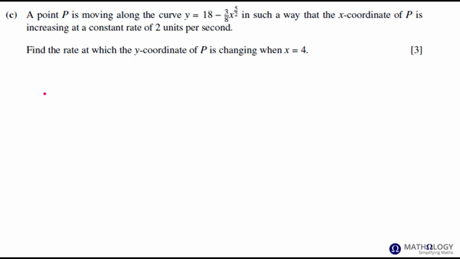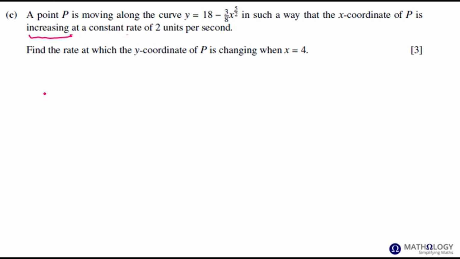Point P is moving along the curve y equals 18 minus 3/8 x to the 5/2 in such a way that the x coordinate of P is increasing at a constant rate of 2 units per second. Find the rate at which the y coordinate of P is changing when x equals 4. Okay, so let's start over here. We have a point P moving along a curve in such a way that the x-coordinate of P is increasing at a constant rate of 2 units per second. The word increasing implies change. Rate is per unit time, and the x-coordinate is changing.